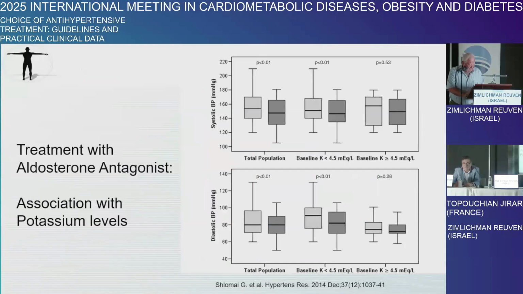Again, another study published by a good friend of mine showing the association between potassium levels and decrease in systolic and diastolic blood pressure when aldosterone antagonists were given. And we can see, for instance, here, that the baseline potassium, when it's below 4.5, makes a big difference in response to aldosterone blockade.